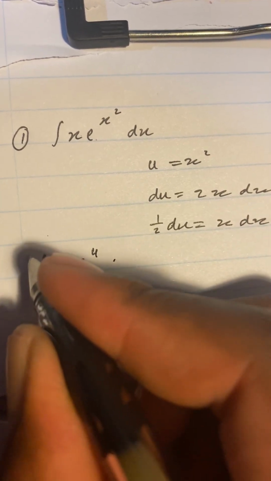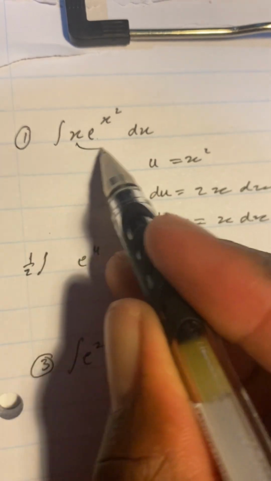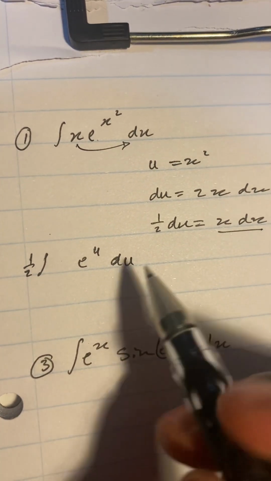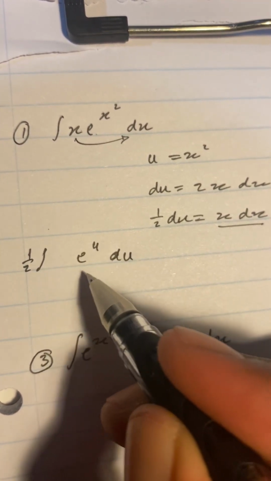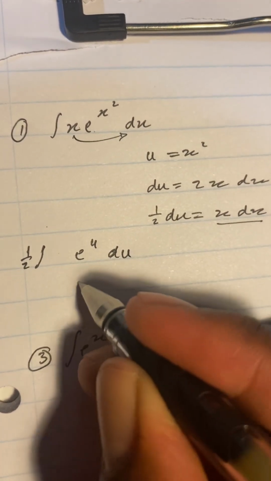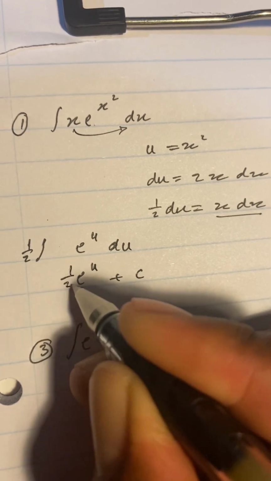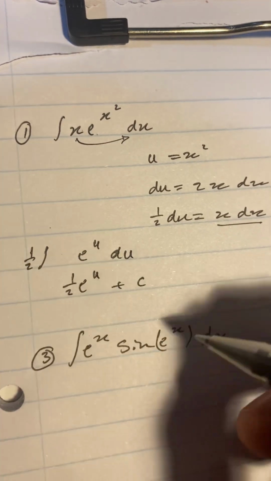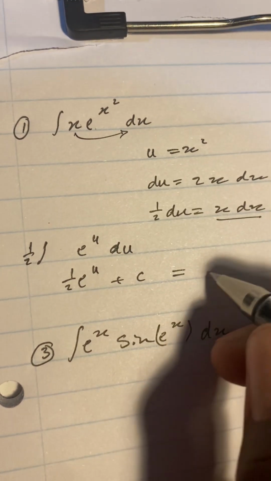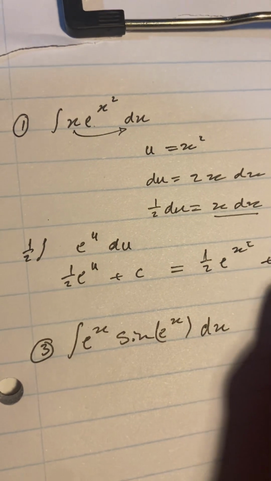The du is just in half, so put it in front here, times du. Now you can see this one and that one is the same as this one. You know that the integral of e to the power of u is just e to the power of u plus c. Still have a constant here, and the half goes in front, and then you substitute your u back. You have half e to the power of x squared plus c.